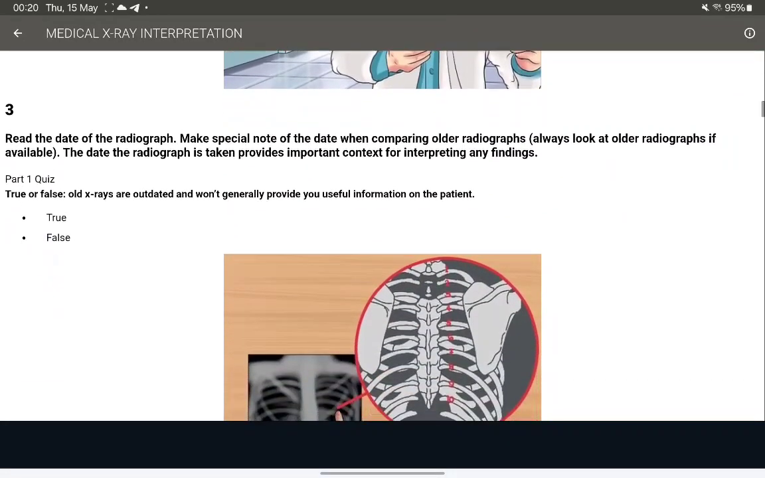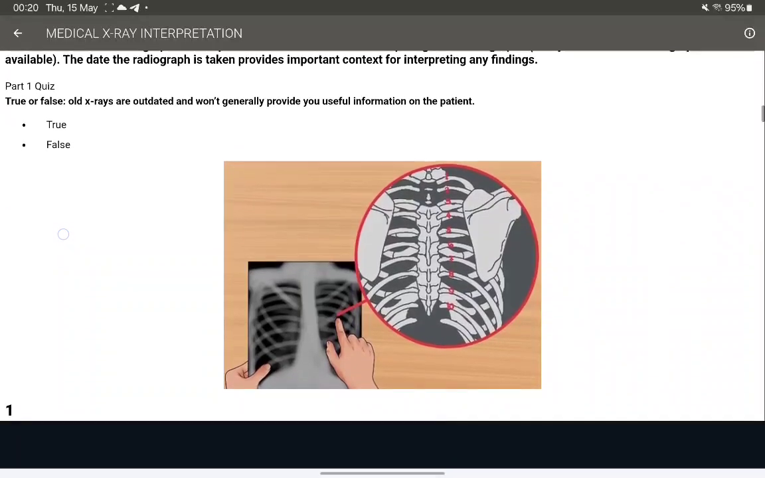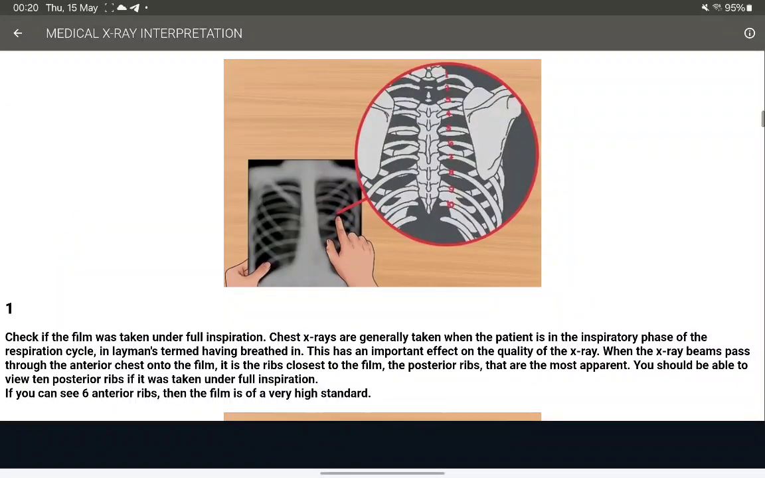Starting with our first quiz from the last session. True or false? Old X-rays are outdated and won't generally provide useful information on the patient. What do you think? This is definitely false, because the old X-rays give us previous history of the patient situation.